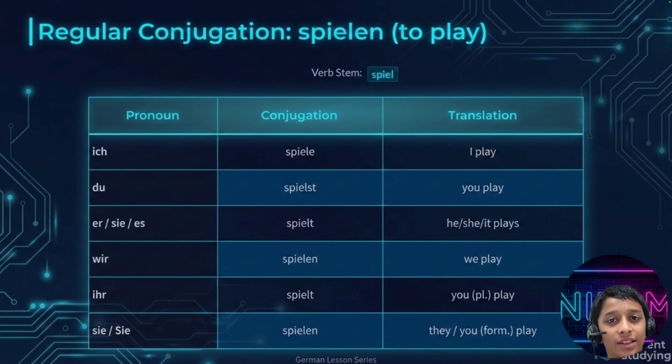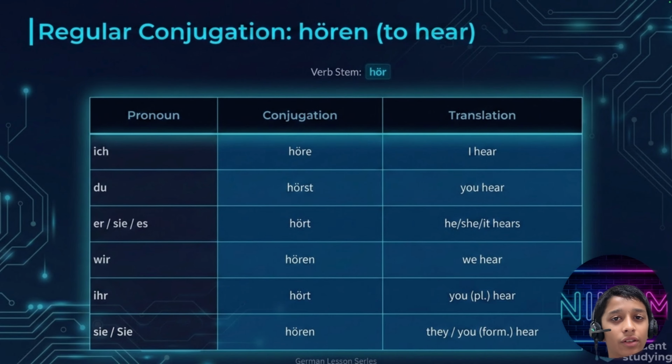One more regular example, and then we will address an important phonetic consideration. Hören, to hear. Stem: hör. The umlaut is part of the stem and remains in all forms. Ich höre, du hörst, er hört, wir hören, ihr hört, sie hören. The umlaut does not affect the endings in any way.